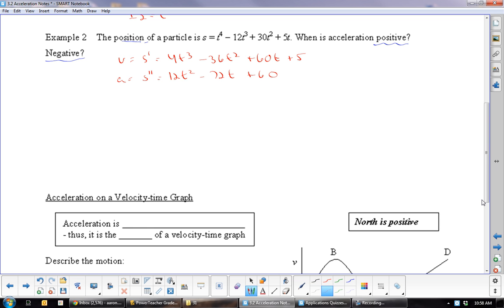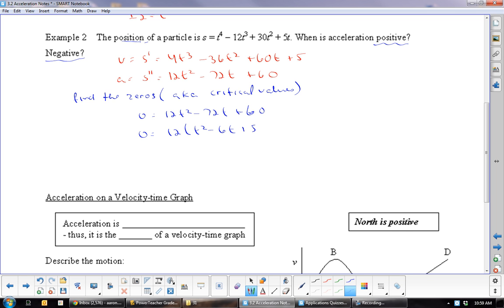Now, to get some bearings, we want to find out critical values. Now, if things are going from positive to negative, I guarantee they had to go across 0. Okay? So, we want to find the zeros, aka critical values. So 0 equals 12t squared minus 72t plus 60. First thing you should always do, take out something. We can take out a 12. Leave me with t squared minus 6t plus 5.